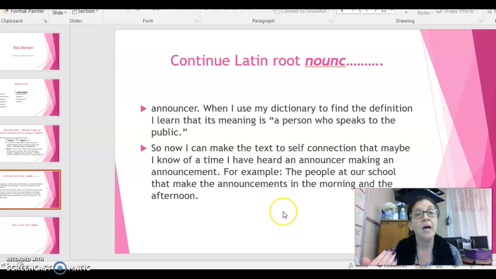Now I can make a text to self connection: maybe I know of a time that I've heard an announcer making an announcement. For example, the people at our school that make the announcements in the morning and in the afternoon, they're announcers. We hear that on a daily basis. That's even a text to world connection.